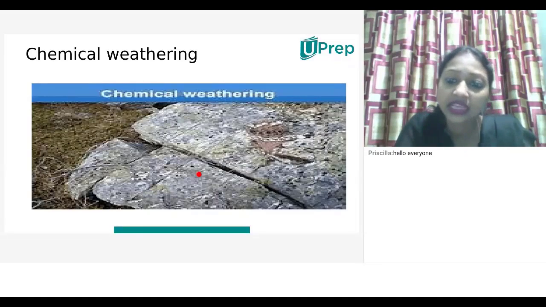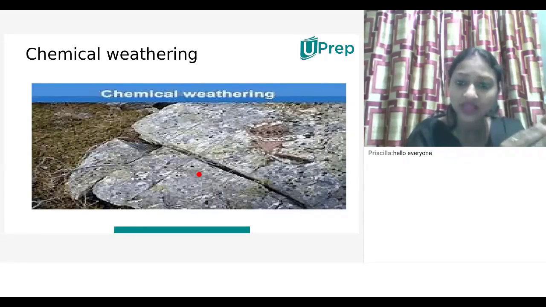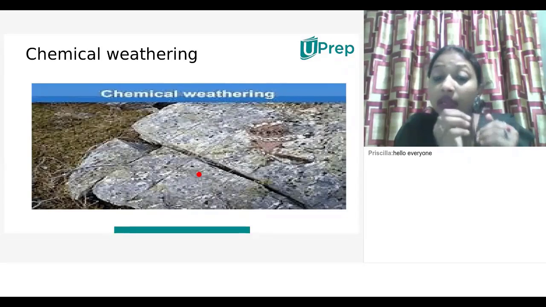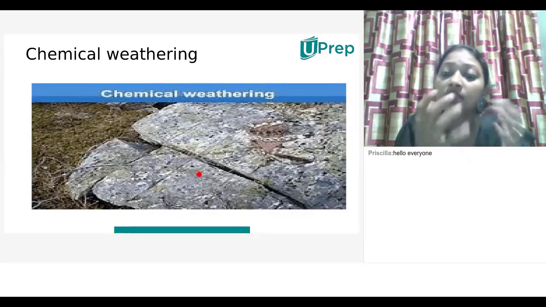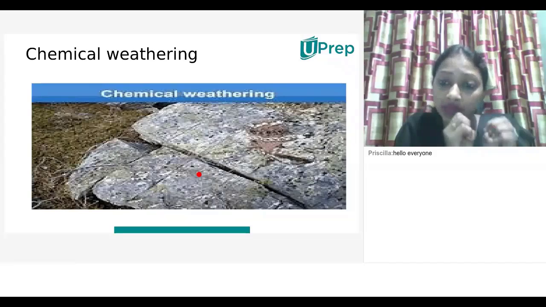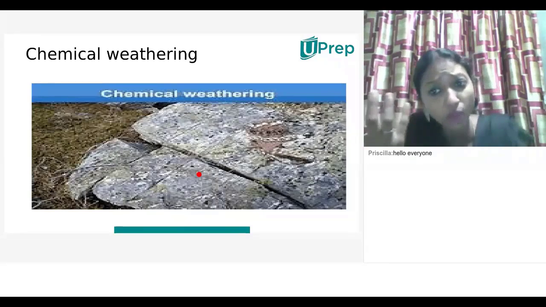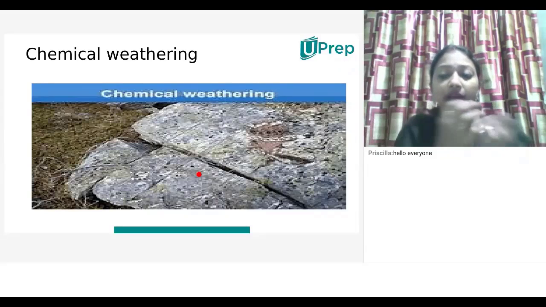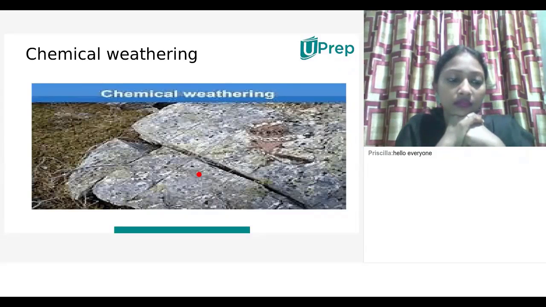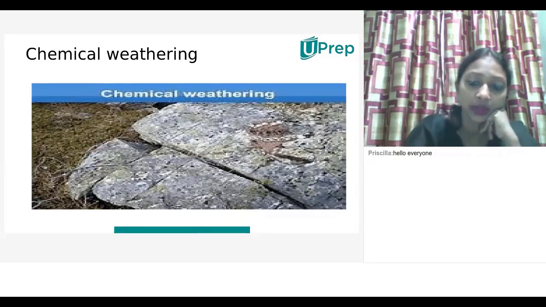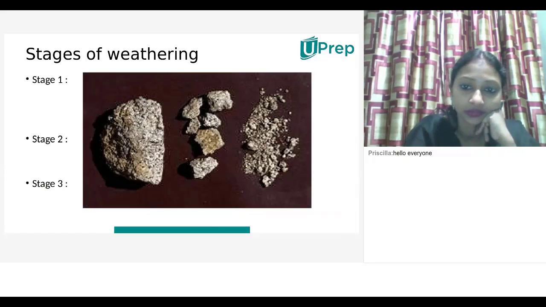Understood? In the case of physical weathering, whatever properties the parent rock has, you get exactly the same in the soil by rupturing. But in the case of chemical weathering, though it is obtained from the parent rock, the formed soil is completely different from the parent rock. Understood? Yes, ma'am. So this is about chemical weathering.